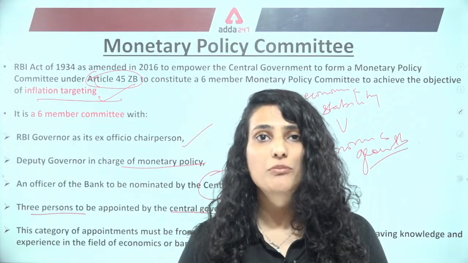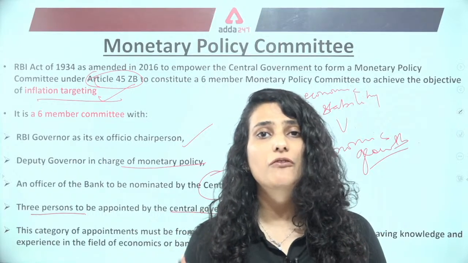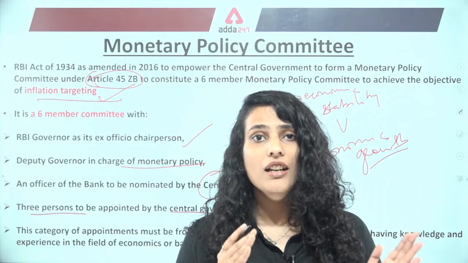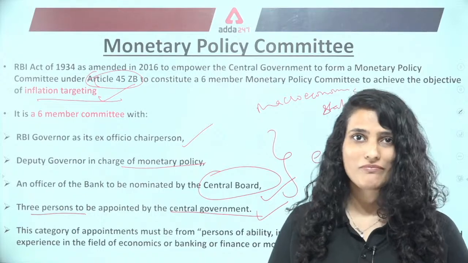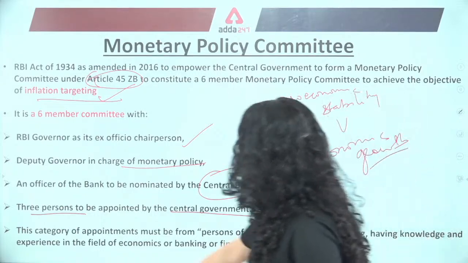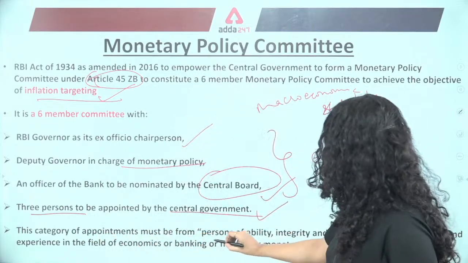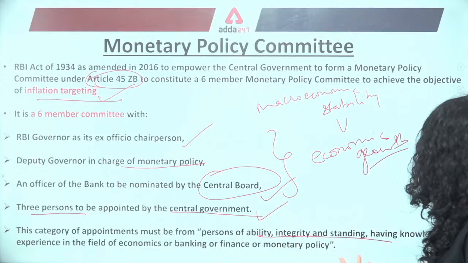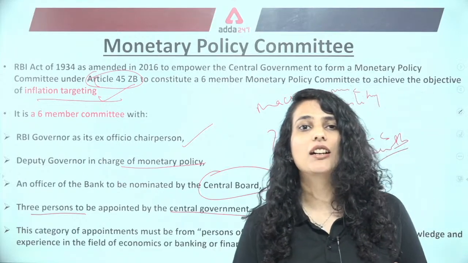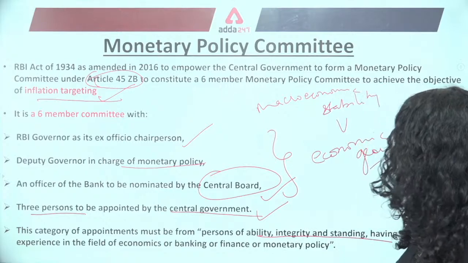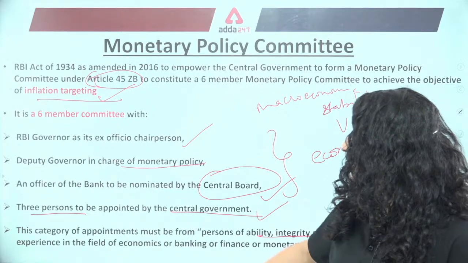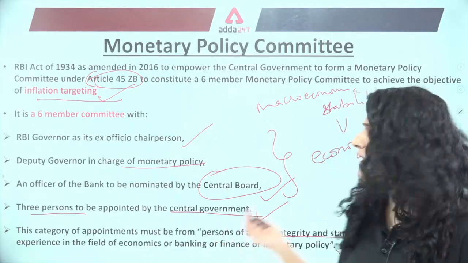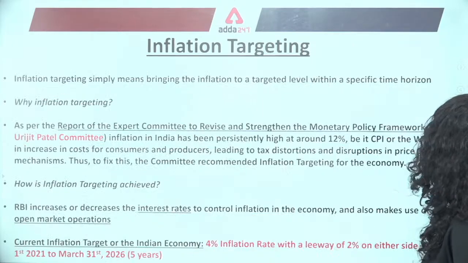And क्योंकि आपको इसका objective पता, you will never ever forget the constitution of the membership of the Monetary Policy Committee. So this category of appointment must be from persons of ability, integrity, standing, of course, eligibility criteria, excellence in the level of performance. All these factors are important for the appointment of these 3 persons by the central government. So it's quite obvious, right?